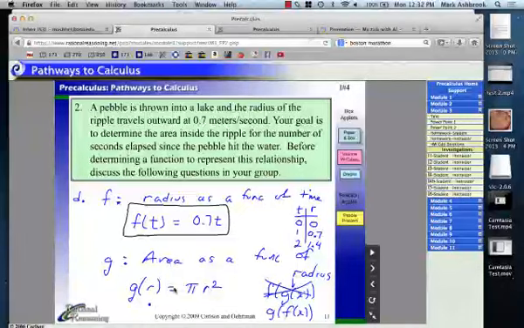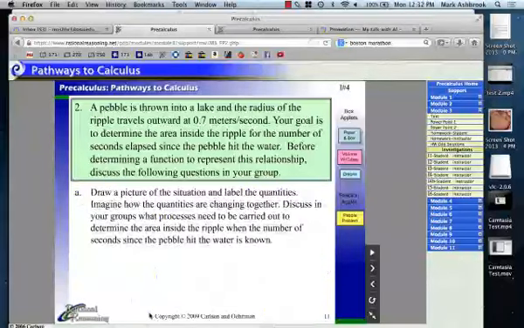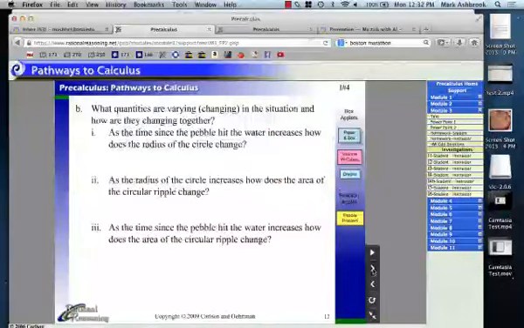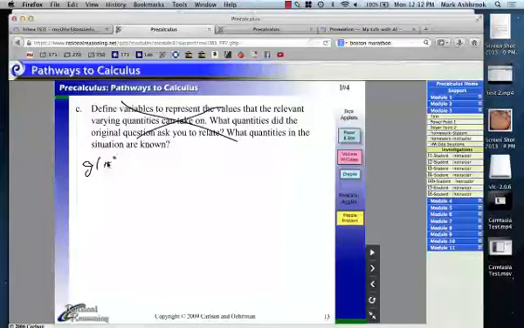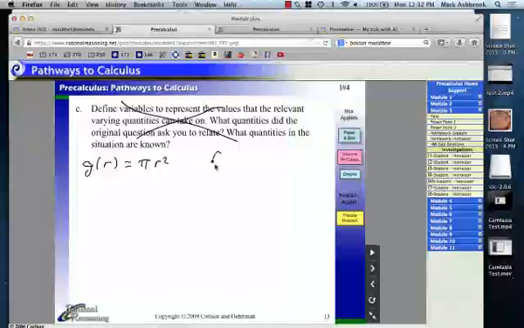Okay, so to find g of f of 2. All right, so just ignore that question. I just need some more space. Just ignore this. All right, so what's our, again, g of r? Pi r squared? And f of t was 0.7 t.